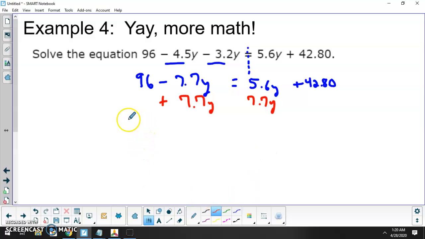Draw a line here. And on this side, this cancels. You'll have 96 equals... All right, let's see what we get here. 6 plus 7 is 13.